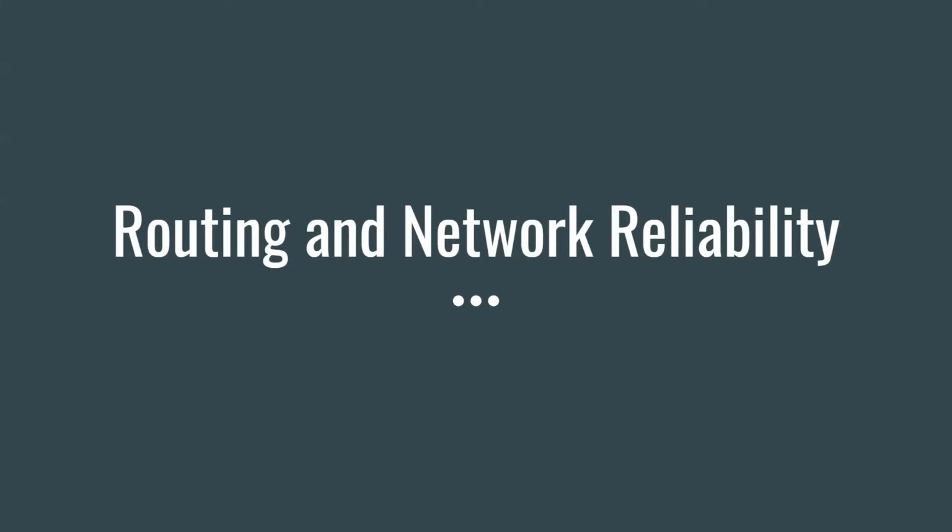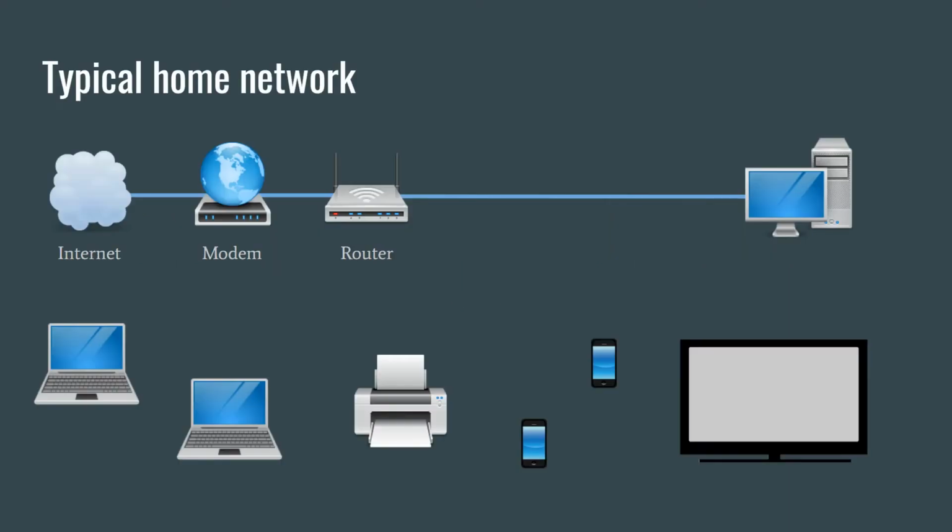So in this video, let's take a look at how routing is used on computer networks. In this first example, we're just going to examine a typical home network. This is likely what your network looks like in your house.